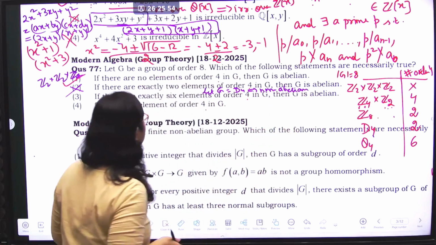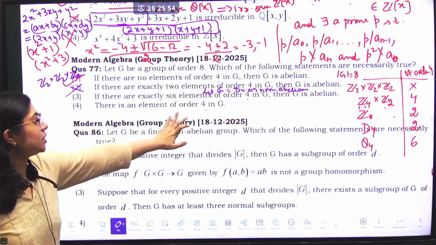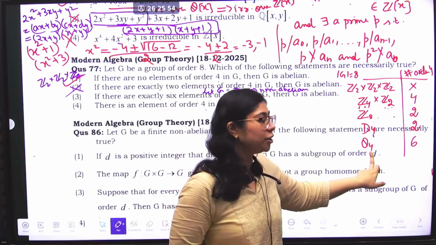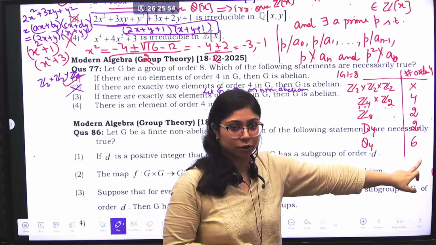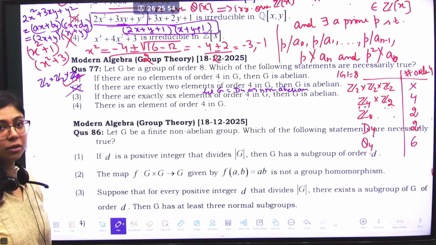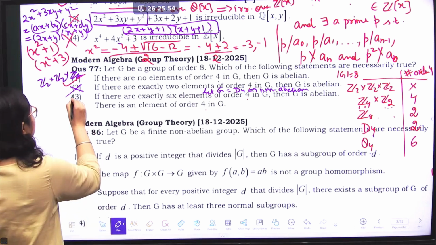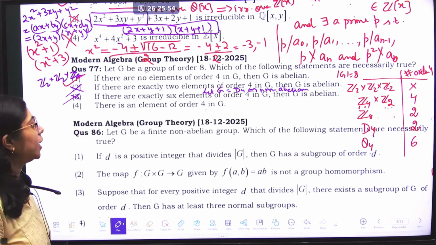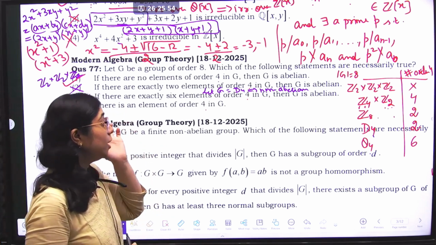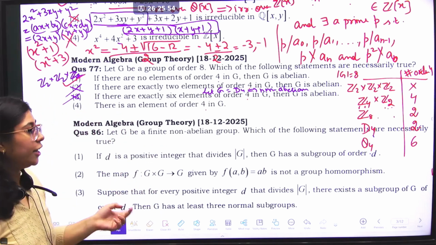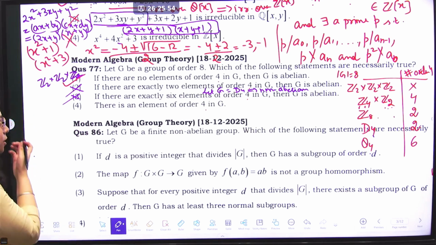Moving to the next option, there are exactly 6 elements of order 4 in G, then G is abelian. Which group are they talking about? Q4, which has 6 elements of order 4. Is it abelian? No, Q4 is not abelian because it has elements plus minus 1, plus minus i, plus minus j, and plus minus k, and i times j is k, j times i is minus k.